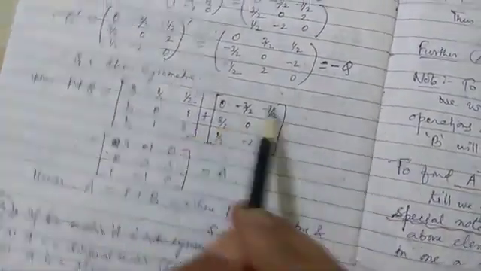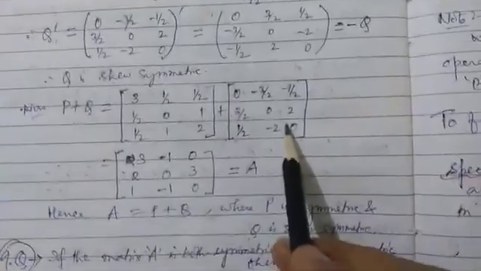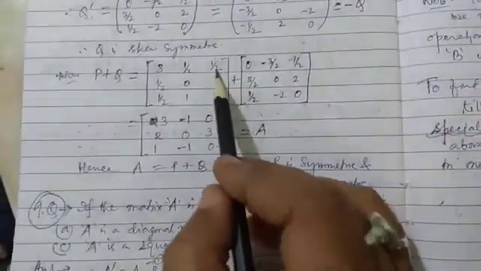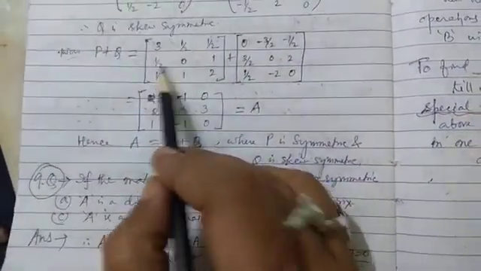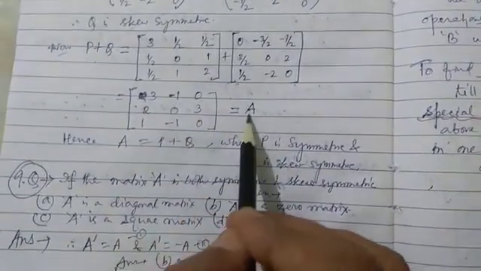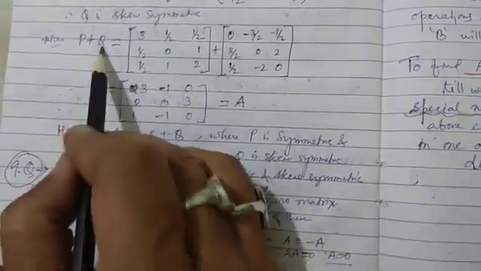So P plus Q, I can write, this is my P and this is my Q. And if you add, then 3 plus 0 is 3, half plus minus 3 by 2 is minus 1, half plus minus 1 is 0, and half plus 3 by 2 is 2, and in this way we are getting this, which is nothing but A only. So we can write P plus Q is equal to A, and this leads to our proof.